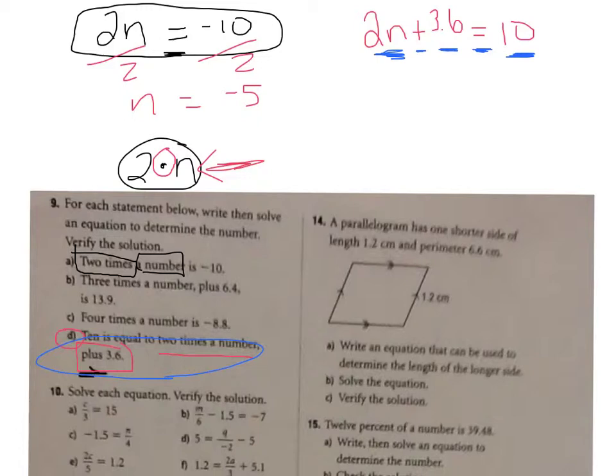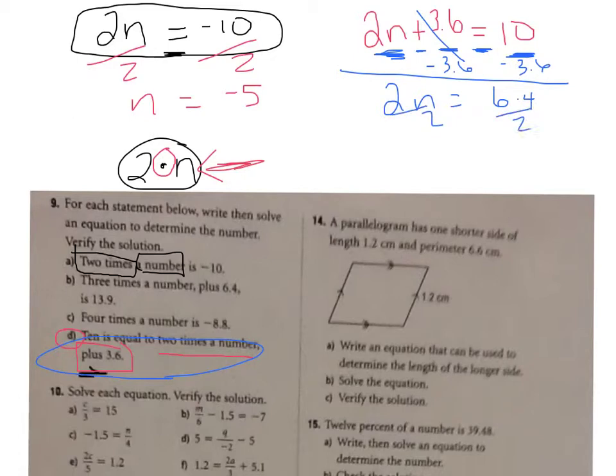So now we'll just solve this by going minus 3.6 on both sides. Cancel that. 2n is equal to 6.4. Divide by 2 on both sides again, and that's going to give me 3.2. So remember, when you're writing that, you're looking for some keywords there, like is, 2 times a number, 4 times a number, 3 times a number, plus. Those are some keywords you have to keep in mind.